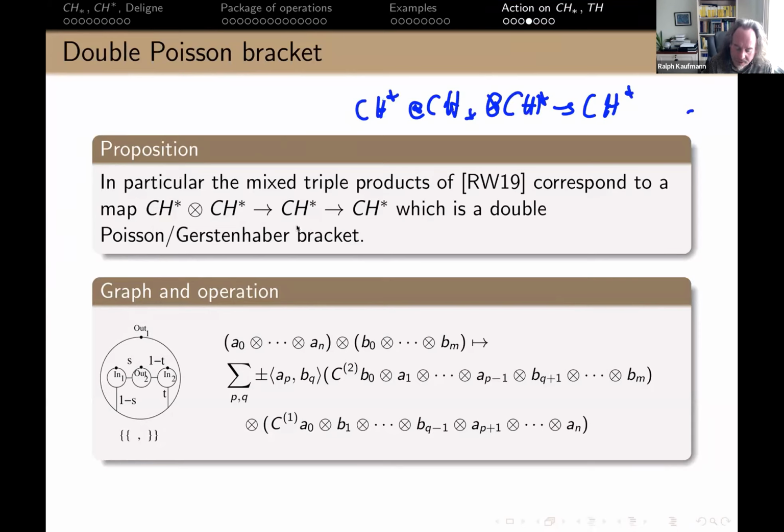It's a 2-2 operation. Oh, this is tensor. It's a 2-2 operation. And that 2-2 operation, you can ask if that is actually a double Poisson bracket, as Van den Bergh put them forth. And it's true. And you can prove the Leibniz property.